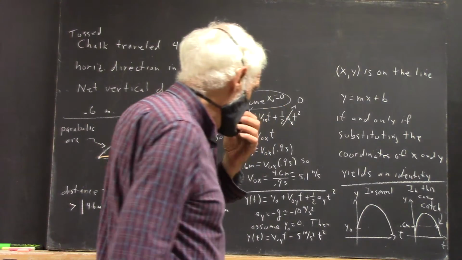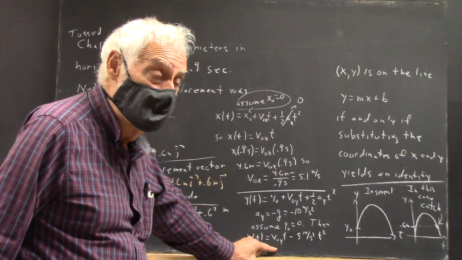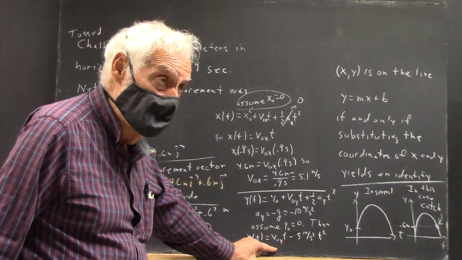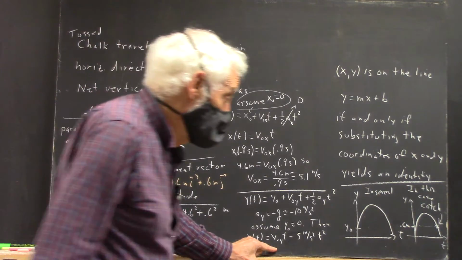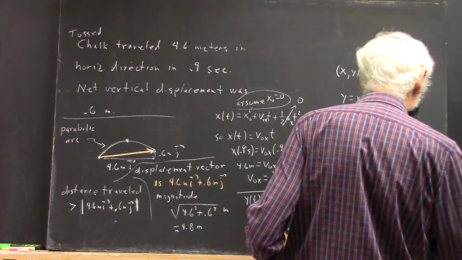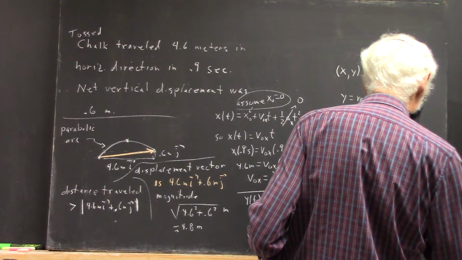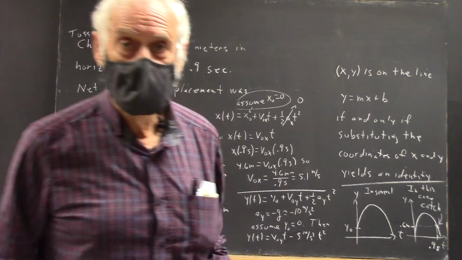But what do you know? Or what don't you know? You don't know v naught y, right? What do you know? Y, t. What you do know is that the catch occurs here at 0.9 seconds.